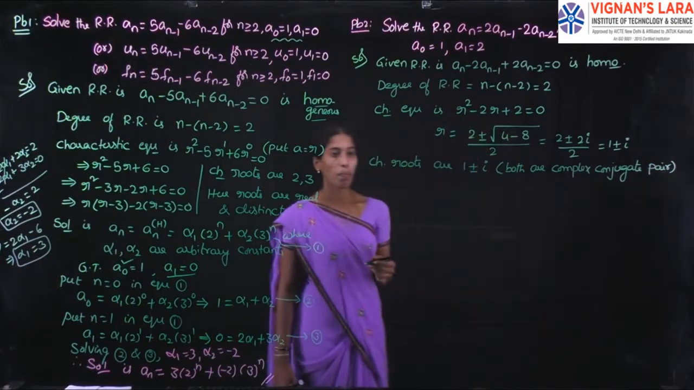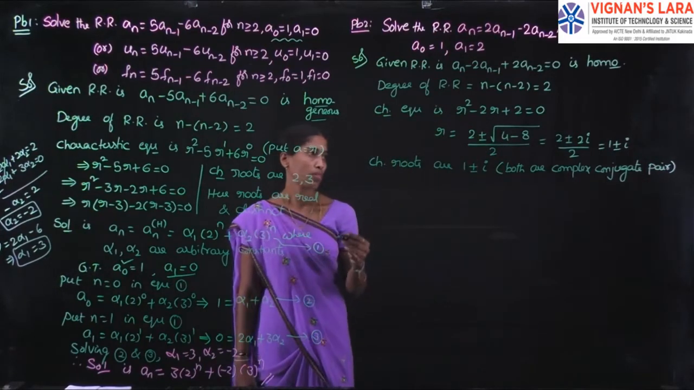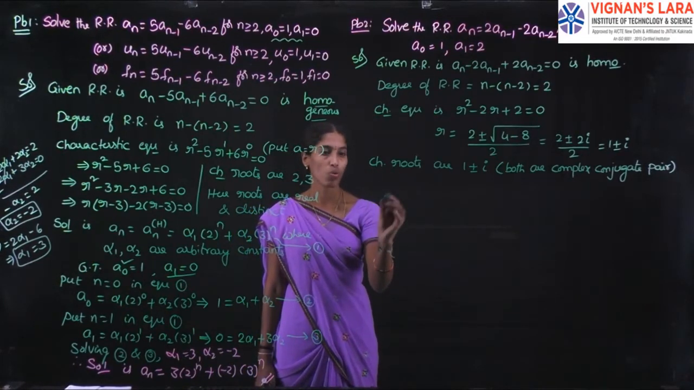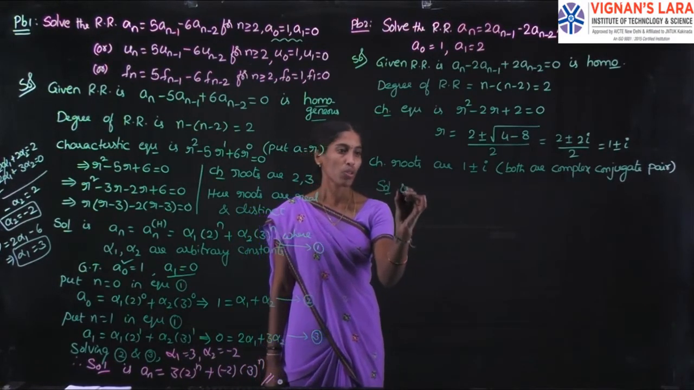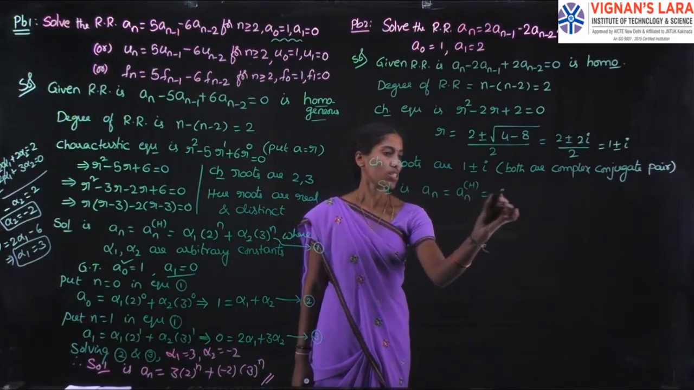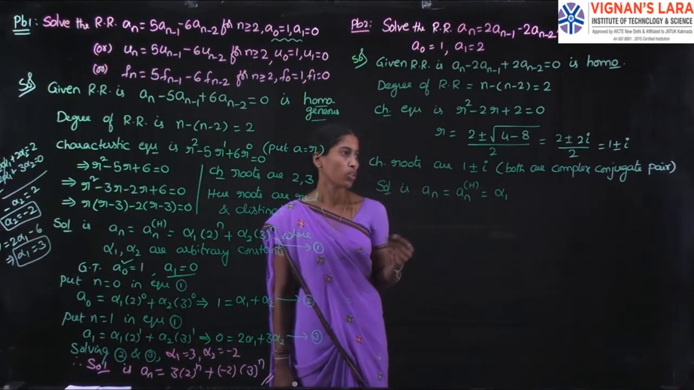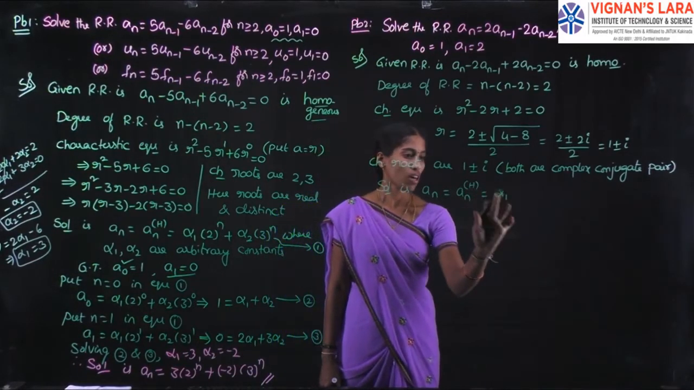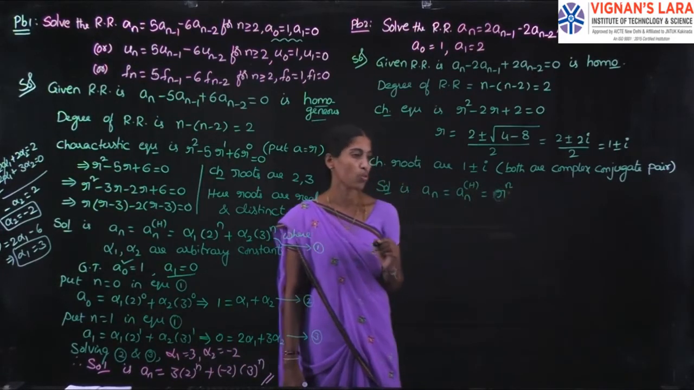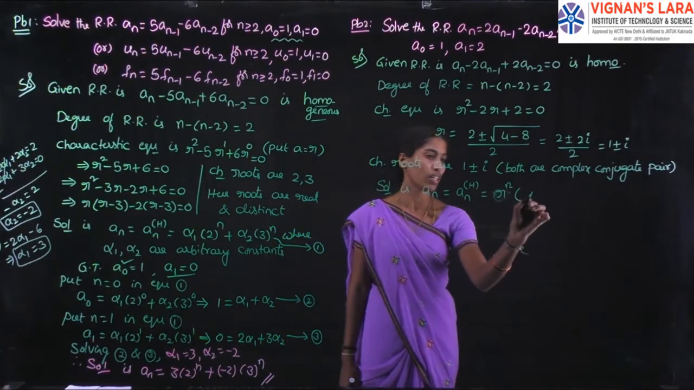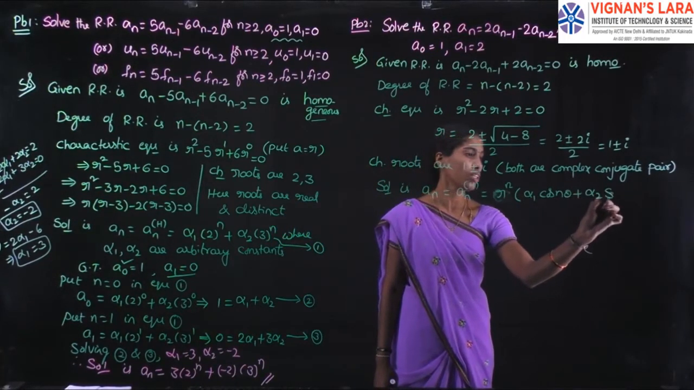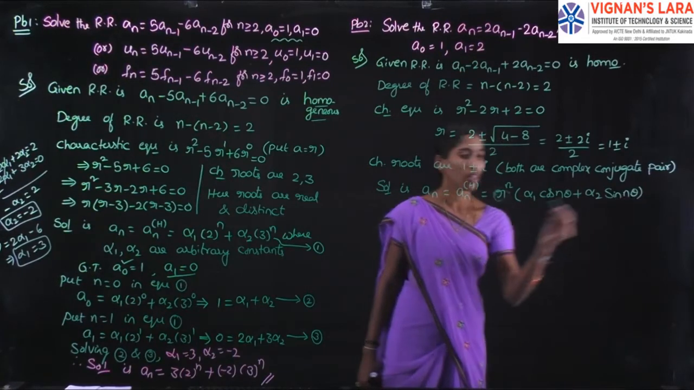Right? Complex conjugate pair. Now, write its corresponding solution. Solution is An is equal to An of h, which is equal to alpha 1 into, right? Here, because it is in the complex conjugate form, its characteristic solution is r to the power n into alpha 1 cos n theta plus alpha 2 sin n theta. How can we find out r?